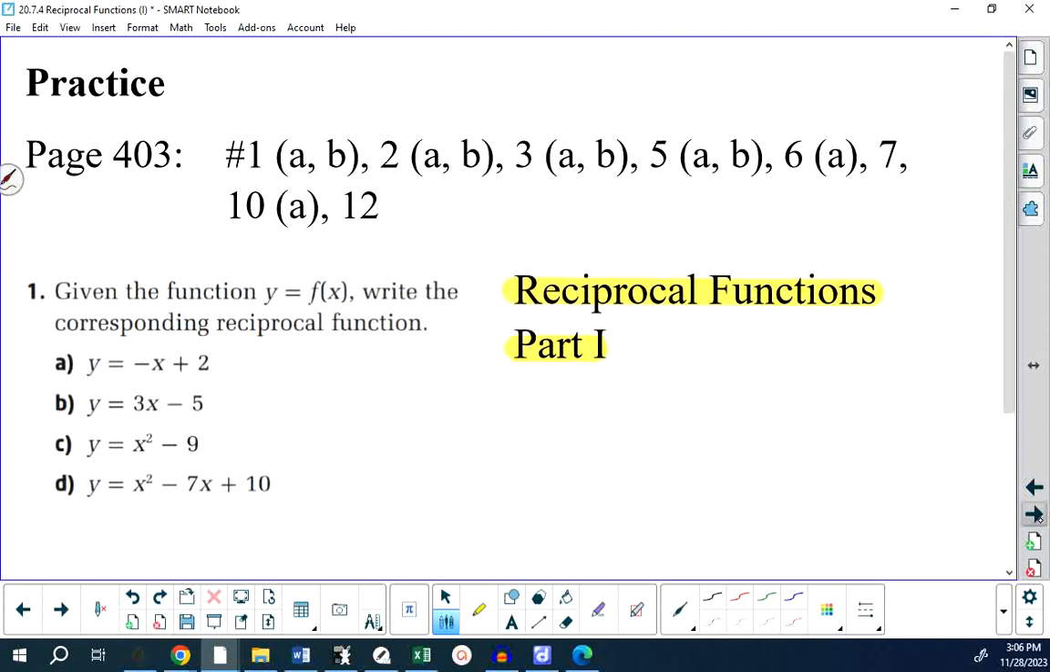This is just part 1. So the reason why these questions say A and B is because C and D, for example, are quadratic. We don't know how to do those yet.